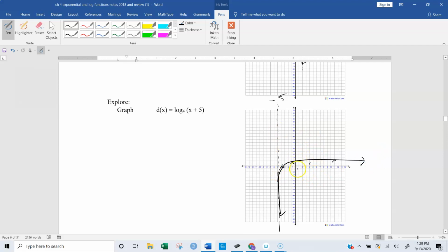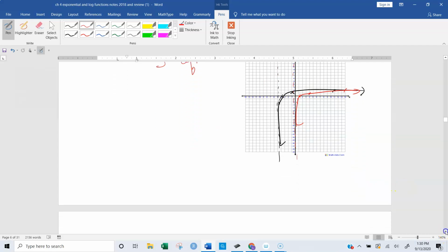I moved every point 5 to the left, because this would have been your original. Probably should have drawn that in for you. Here's your parent. We would have had a point here. We would have had a point at 4, 1 and a point at 16, 2. And then you would have had 1/4 here and 1/16 here. That is your original. And I just took every point and moved 5 to the left. All right, I hope you did a good job. Let's go here.